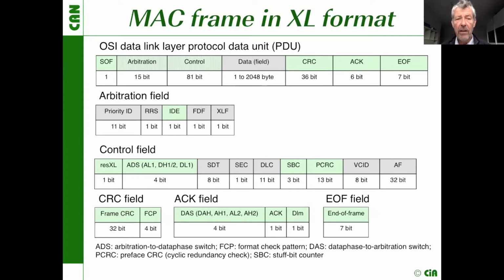Then we have the control field. The control field is a longer field than today. We have much more information there. We have some embedded protocol information, as you have seen, the VCID, and we have the STT, which is the SDU type. We have the SEC information. We have the data length code of the following data field, and so on. And we have also embedded the 4-bit to switch between the low speed and the higher speed, and also the DIS field in the acknowledge field, which then informs the transceiver to switch back to the arbitration bitrate.